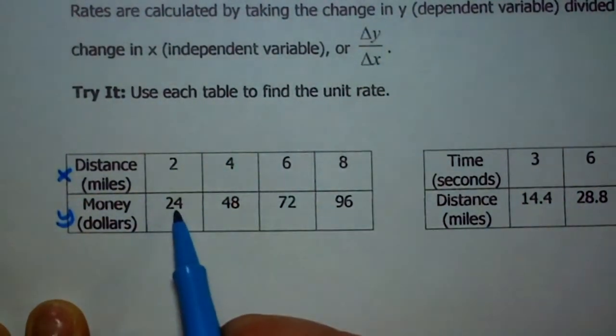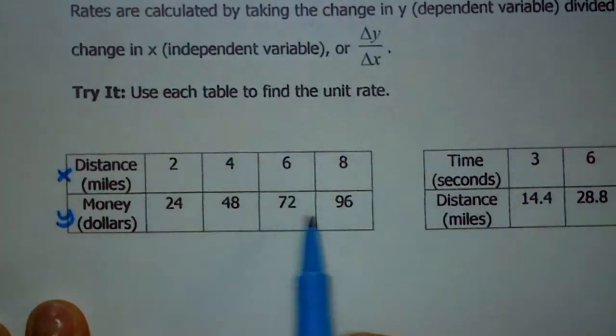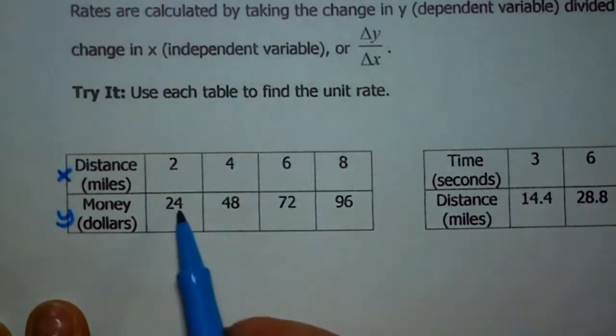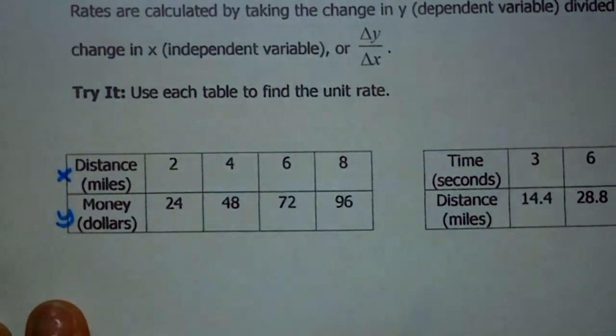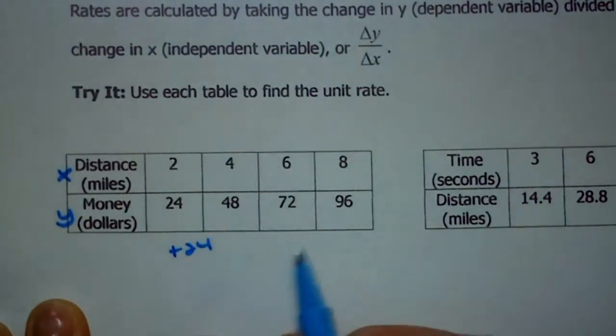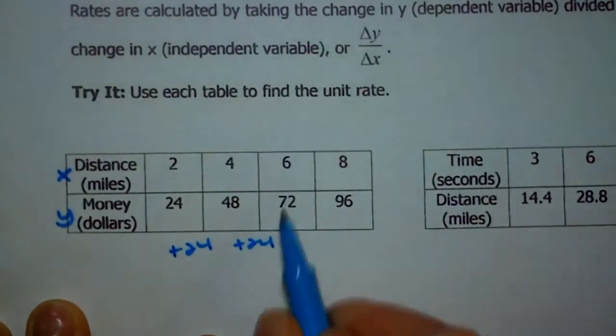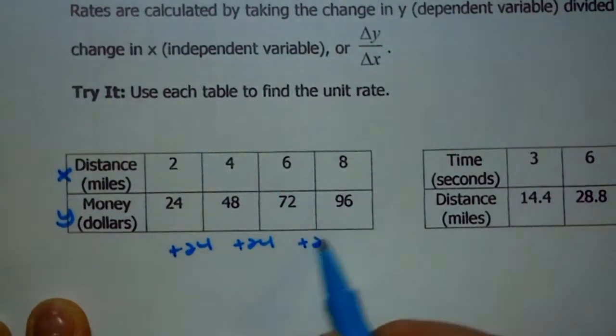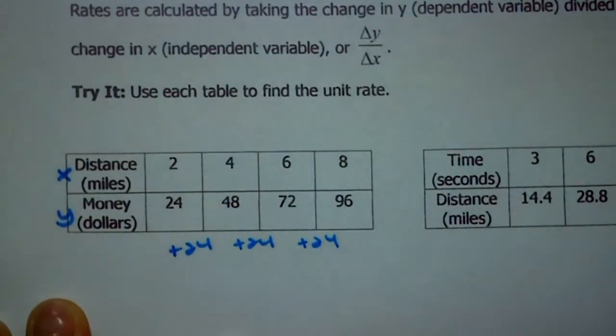Okay, so if I'm going from 24 to 48, 48 to 72, 72 to 96, I'm asking you what the change in y is. I'm asking you, in this case, what's y going up by? Or in other words, 24 plus what is 48? Now some of you are like, well, I know, it's 24. 24 plus 24 is 48, and 48 plus 24 is 72, and 72 plus 24 is 96, right?